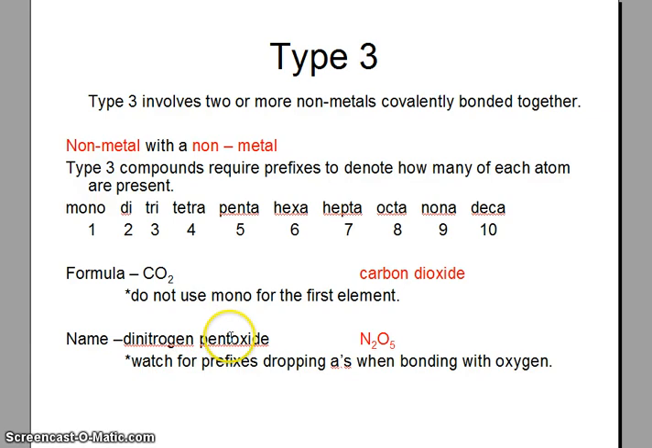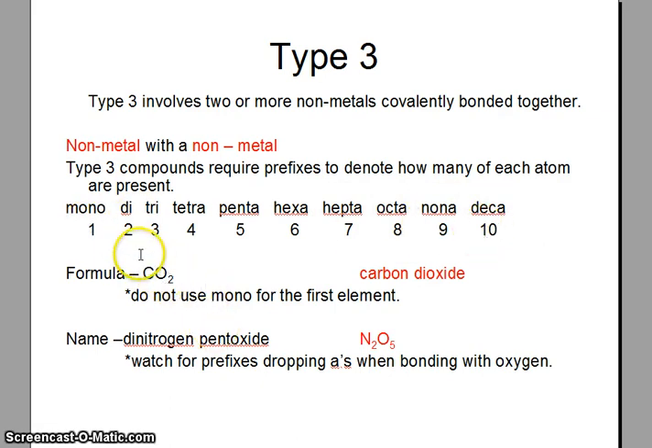If you guys play video games, right? Co-op, covalently bonded, they work together. Alright, so if you have a nonmetal and a nonmetal, what you do is you represent how many atoms of each element there are with prefixes. Mono, di, tri, tetra, penta, hexa, hepta, octa, nona, and deca represent 1 through 10.